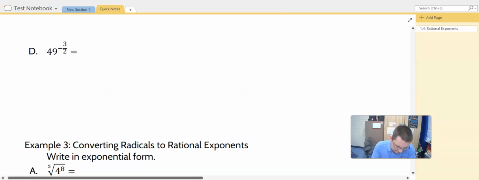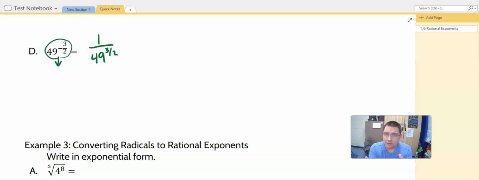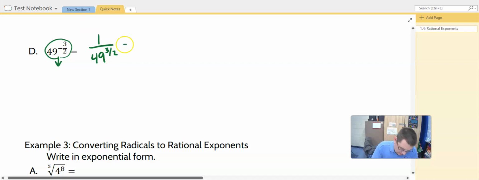So 49 to the negative 3/2, well, in this case, we've got to deal with that negative exponent first. And so dealing with the negative exponent, all of this is going to go to the denominator and change that power from negative to positive. And so we're going to get 1 over 49 to the 3/2 power. Okay? And so now we'll deal with that rational exponent and make it a radical. And so we'll rewrite it 1 over the square root, because that's our index, of 49 to the 3rd power.